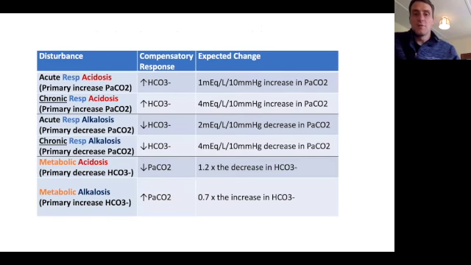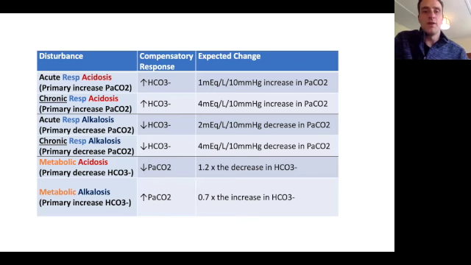There are formulas that you can use to predict the expected change of the compensatory response. And I'll divide these up into three major categories. One is respiratory acidosis. The other is respiratory alkalosis. Both of those could be acute or chronic compensation. And then metabolic acidosis and metabolic alkalosis.